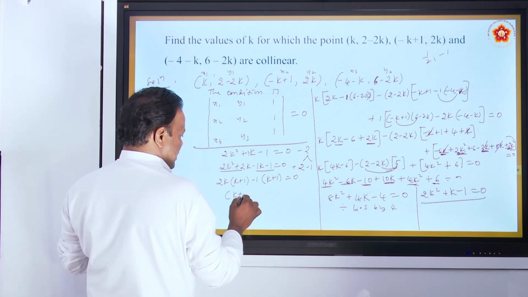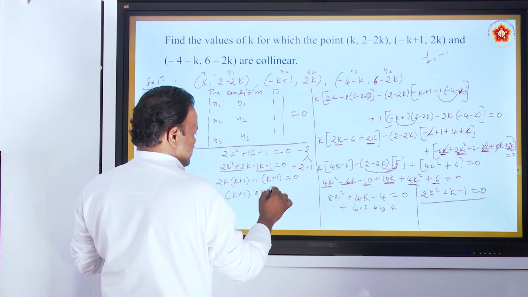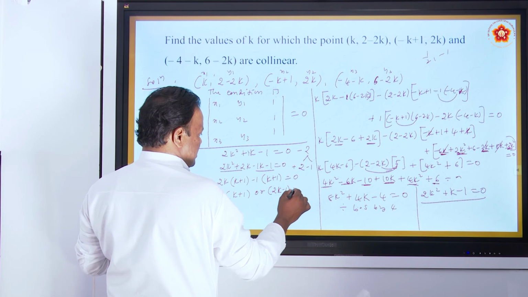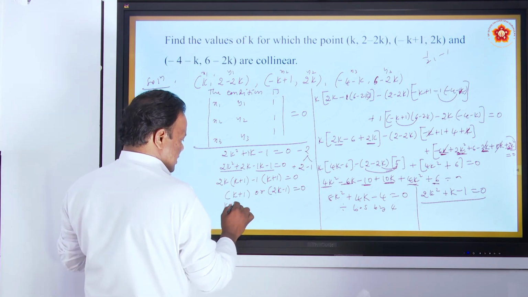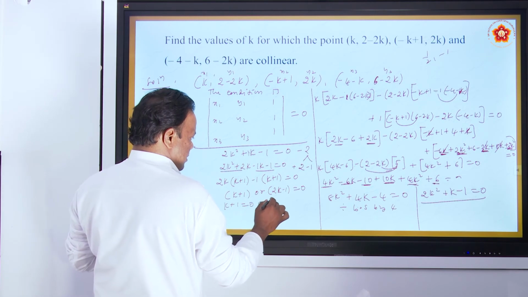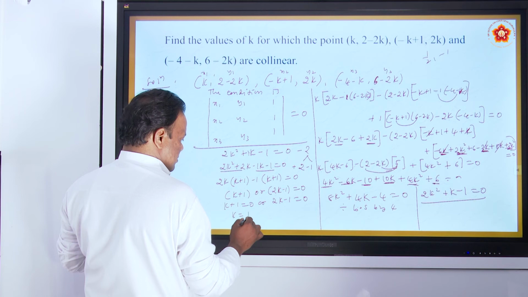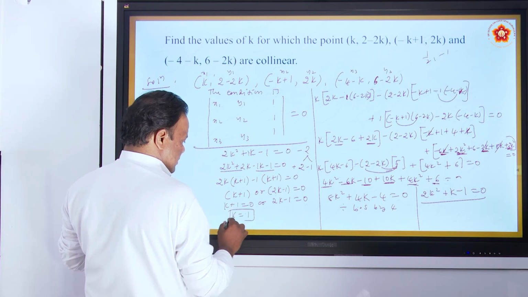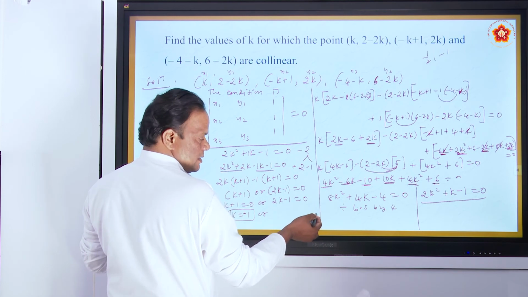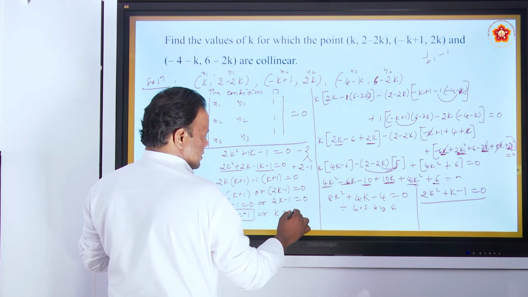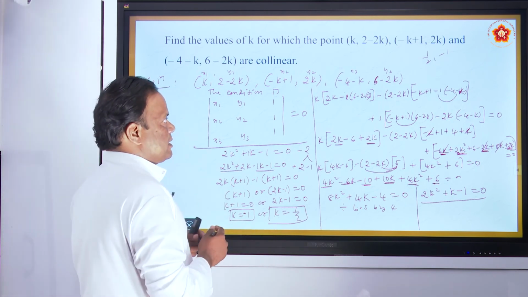k plus 1 one factor, and what is the second factor? 2k minus 1 another factor equal to 0. So you take separately, k plus 1 equal to 0 or 2k minus 1 equal to 0. What is k equal to? k equal to minus 1. We take plus 1 this side, minus 1, or you take minus 1 this side, plus 1, and k, what is directly k equal to? k equal to 1 by 2. So k equal to minus 1 and k equal to 1 by 2.